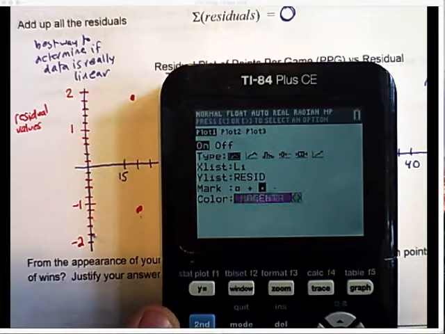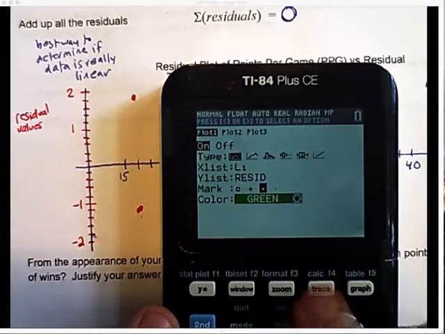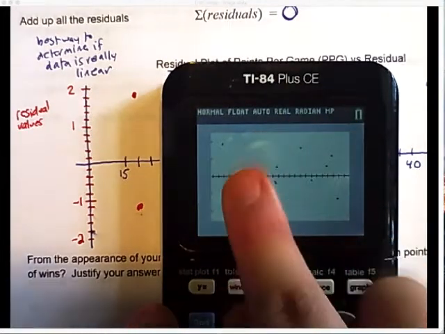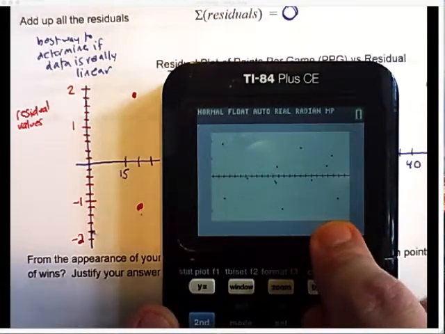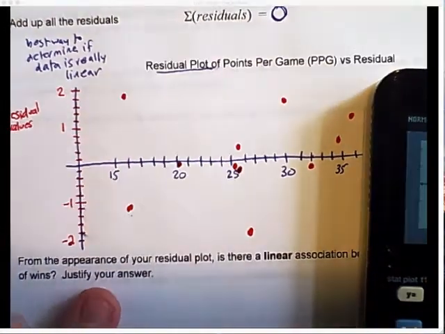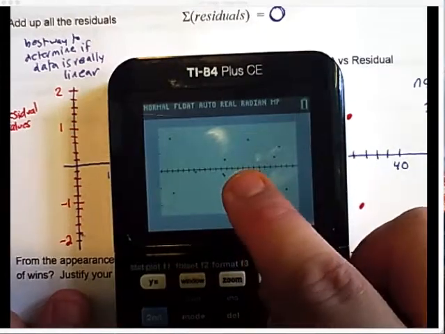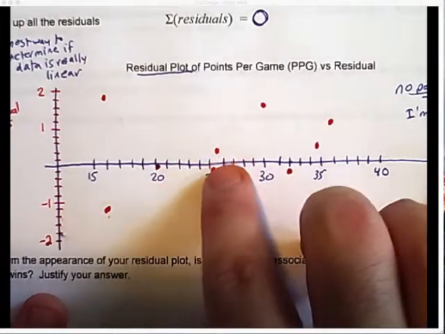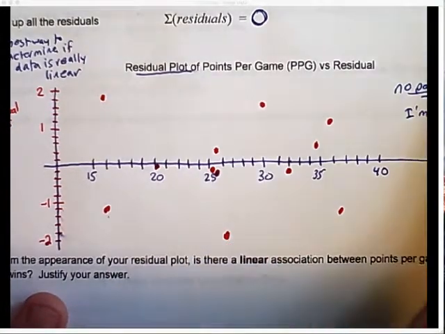Do this one in green. So if I do that and then hit zoom 9, here's what my residual plot looks like. Okay, 1, 2, 3. Those are these 3 points. Then the next few are 4, 5, 6, 7. Those are those 4 points.